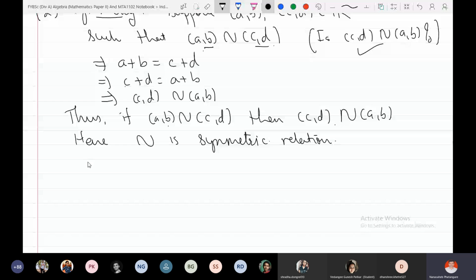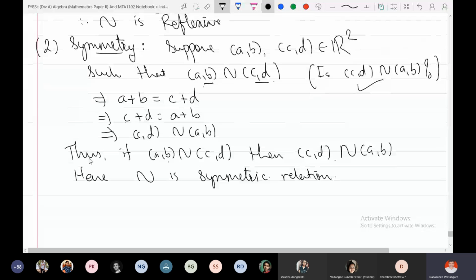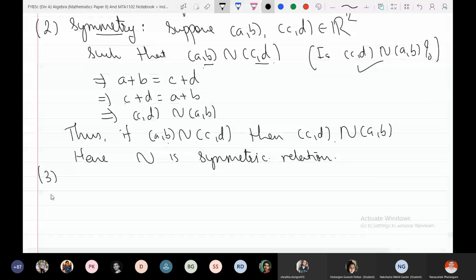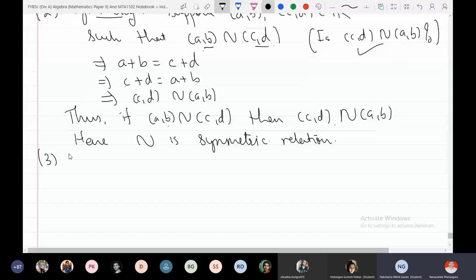Okay, so fine. Is the relation now symmetric? Are you comfortable with this? Okay, now the third part, transitivity.